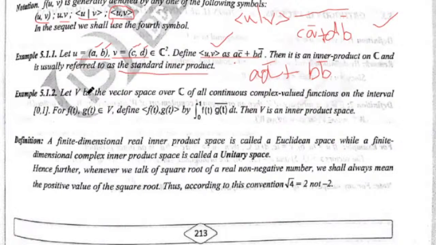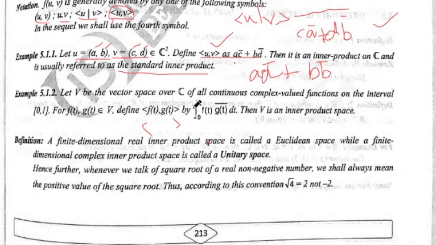Next, for the second example, let V be the vector space over C of all continuous complex valued functions on the interval 0, 1. For f and g functions in vector space V, we define f, g by the integral 0 to 1 f of t g of t bar dt. This is f of t comma g of t. For g of t comma f of t it will be given by the integral 0 to 1 g of t into f of t bar.